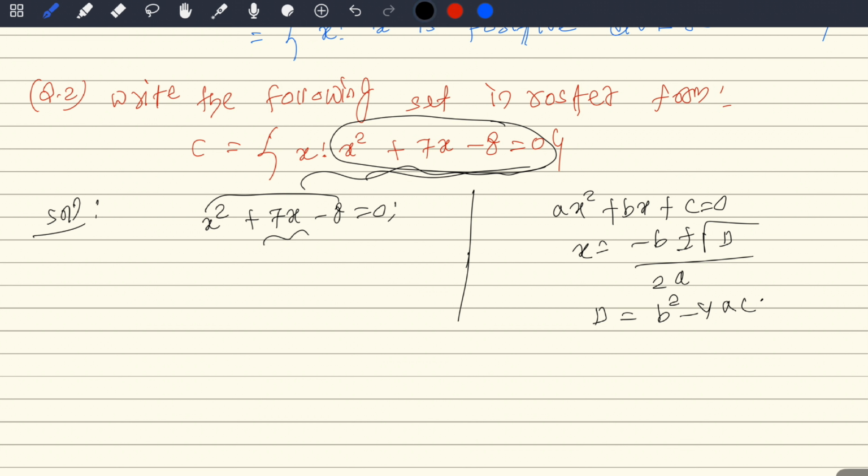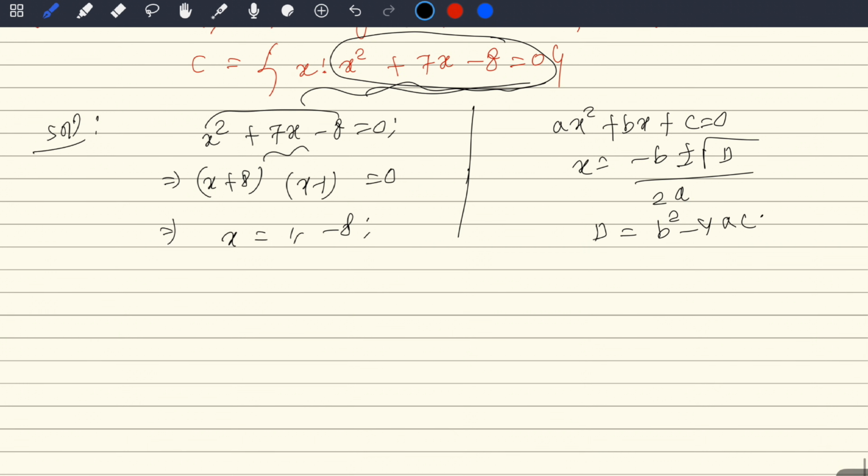So if you do that, you will get the roots 8 and minus 1. So I can write x plus 8 and x minus 1 is equal to 0. This implies x is equal to 1 comma minus 8. Both are real numbers, right? So what is my set C? It is nothing but minus 8 comma 1.